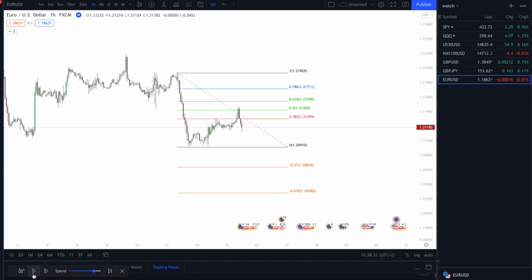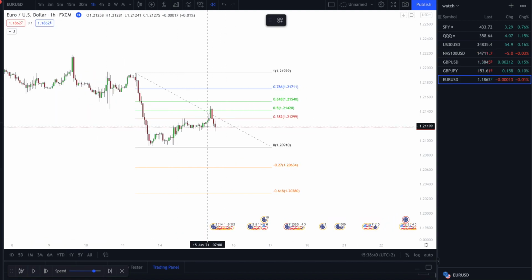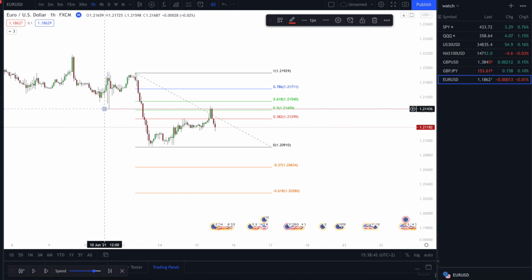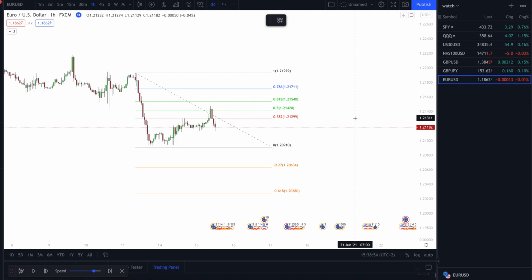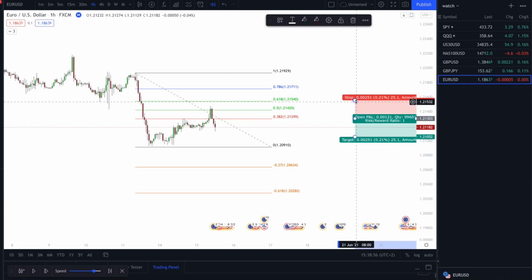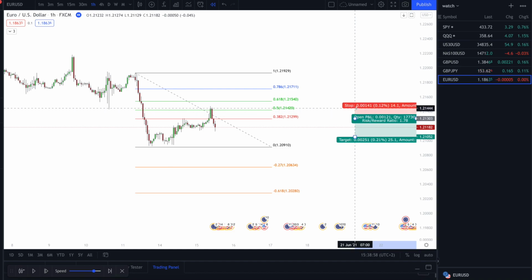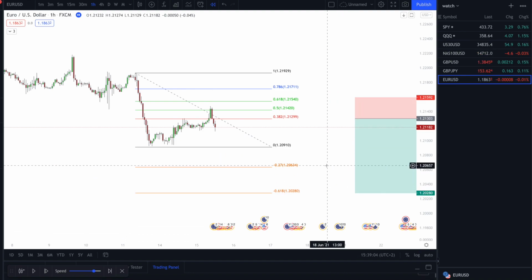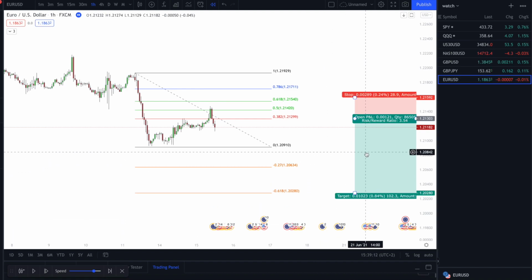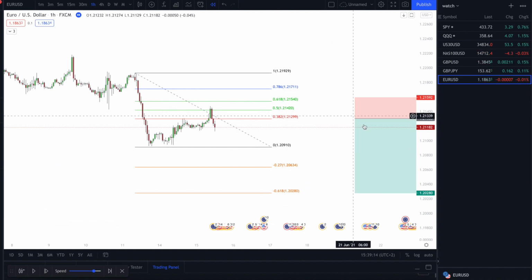Boom, now we can start. There we have a clear entry. We have a tweezer top right on a resistance area. Price rejected this area, so we can enter here a short position. That would be our entry right there, because the candle closed there. Our stop loss can be above the 0.618, and our take profit can be all the way down here. This is the first take profit, this is your second take profit. This is a 1-to-4 risk to reward trade.